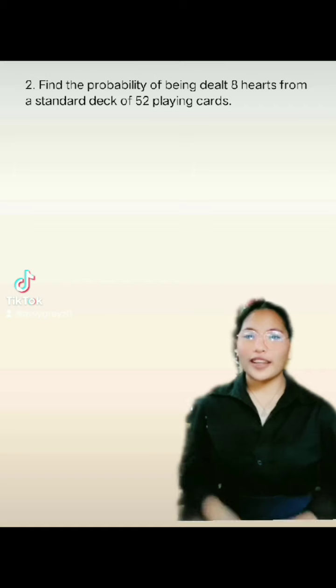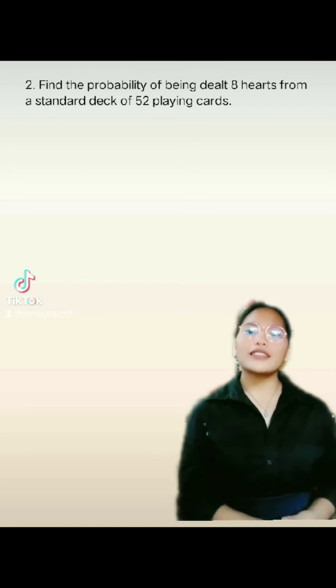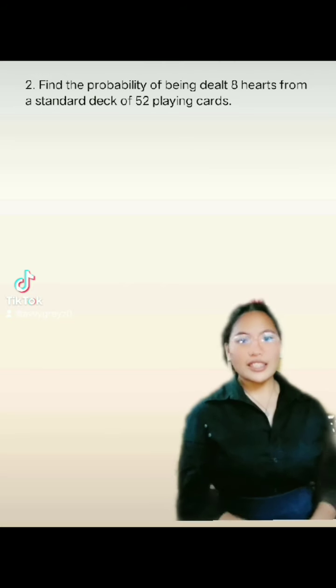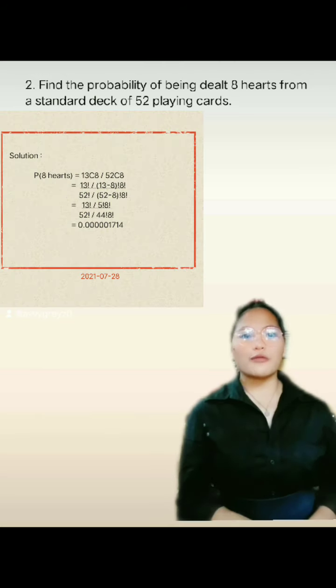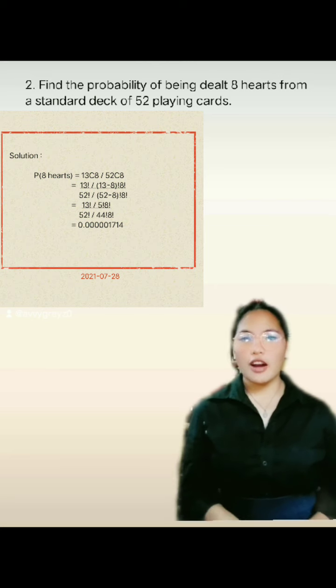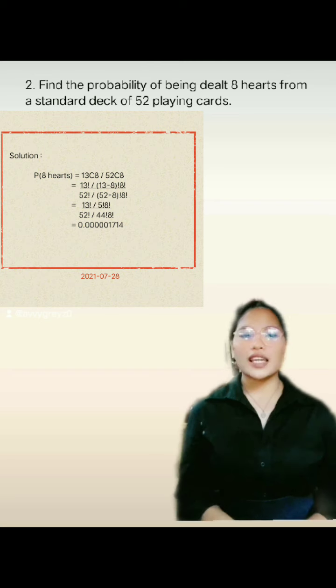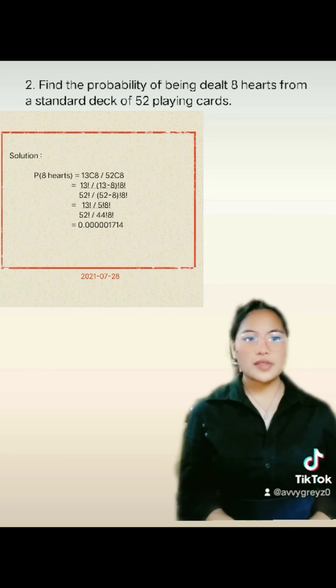The second example is find the probability of being dealt 8 hearts from a standard deck of 52 playing cards. Solution. In a standard deck of playing cards, 13 cards are hearts. Note that it does not matter what order the cards are selected. The possible number of ways of choosing 8 hearts out of 13 is 13C8. So let's use the combination formula.